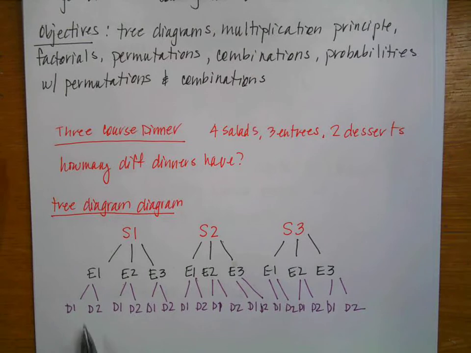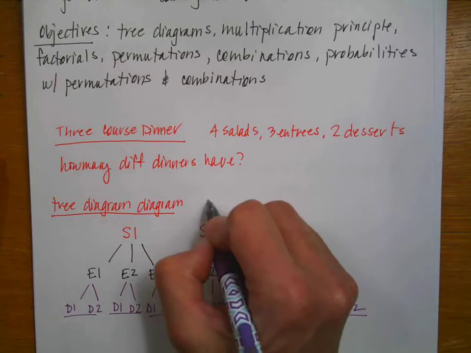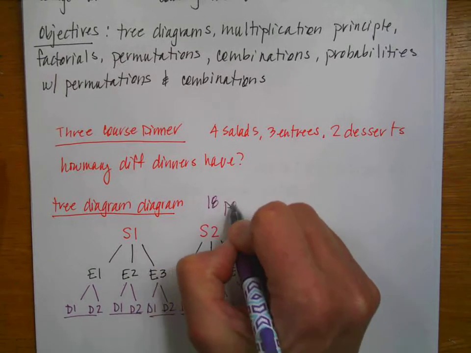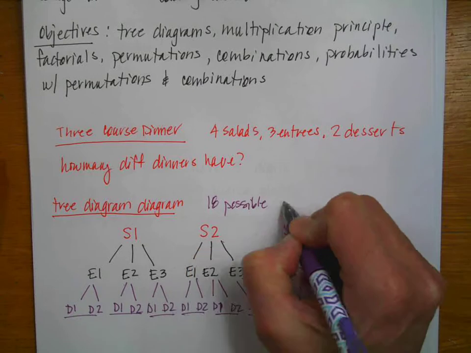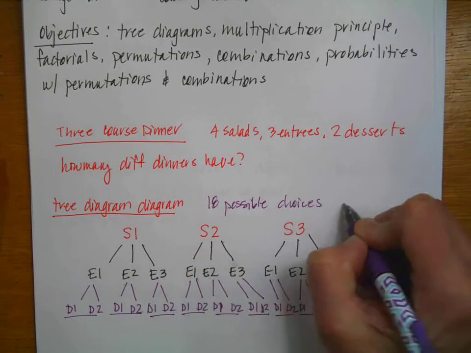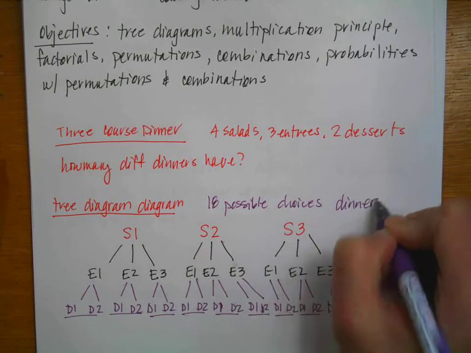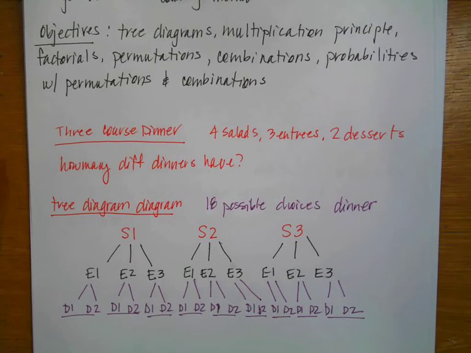And then if I said how many dinners, I would count my possibilities. So there's 2, 4, 6, 8, 10, 12, 14, 16, 18. So there were 18 possible choices for dinner. Okay? Well, that gets to be quite laborious.